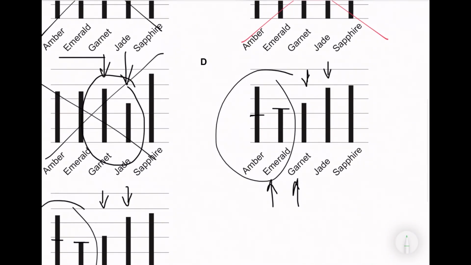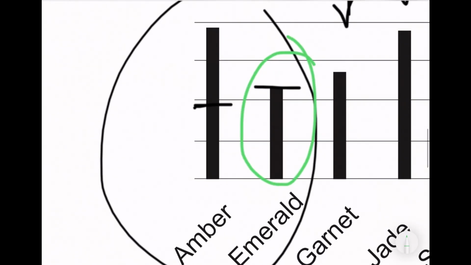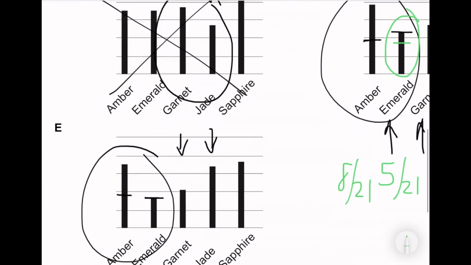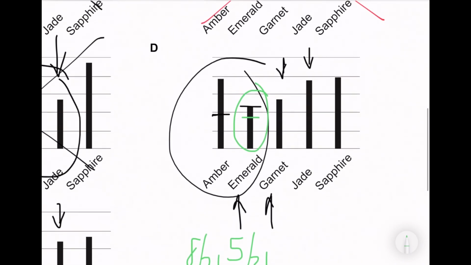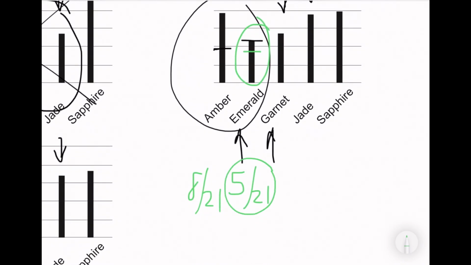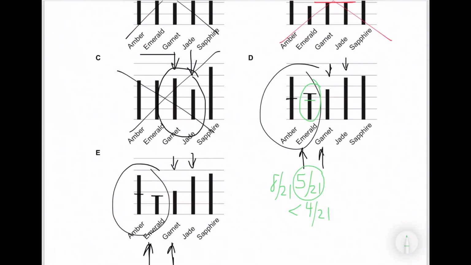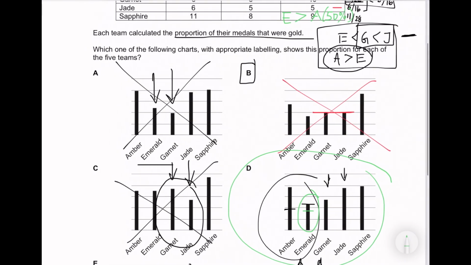Okay, so in this case, E is above 50%. This here would be representative of 8 out of 21, and this properly represents 5 out of 21. If this bar was below the 50% mark as it is in answer E, then this proportion wouldn't add up. This proportion would have to be less than 4 out of 21. So we know that in this case, the answer is D. This chart is the one that most accurately reflects the proportion for each of the 5 teams.